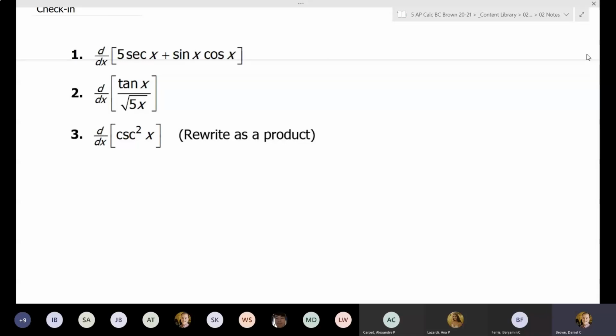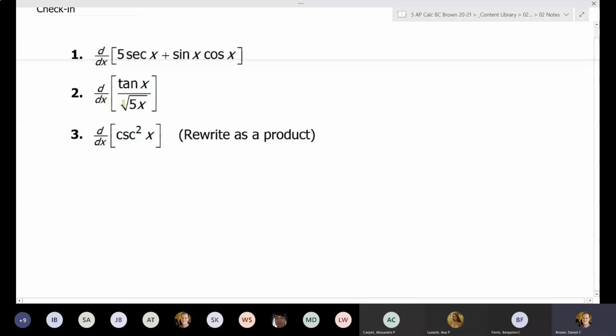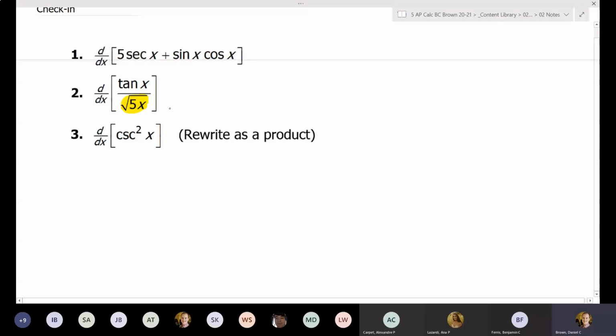The first one I think is pretty straightforward. The second one, I do want to give you a hint on how to rewrite the denominator. The hint is this is the same thing as saying the square root of 5 as a coefficient times x to the 1/2. And then the 3, I typed in the hint.